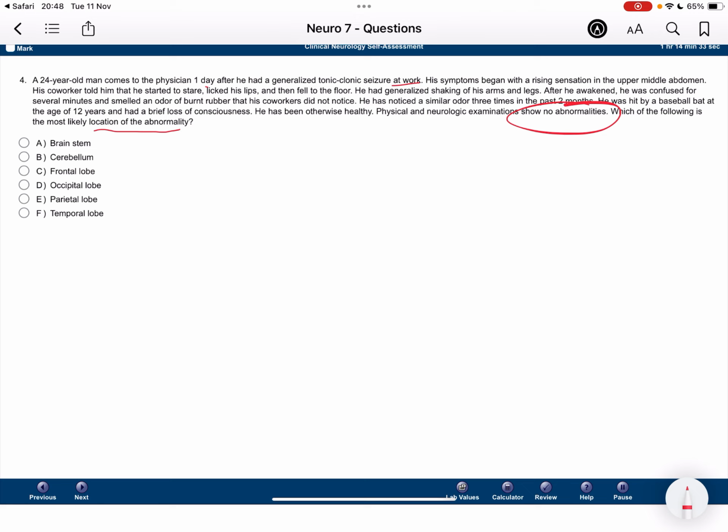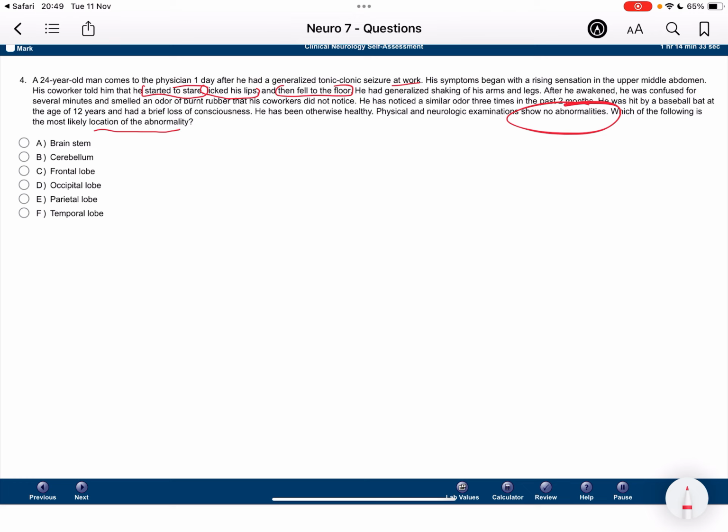Obviously, I could understand that this patient has a generalized tonic-clonic seizure, and a rising abdominal sensation had begun. We understood that this patient could be having a focal seizure, now presenting with a generalized tonic-clonic seizure, along with symptoms such as starting to stare, licking his lips and then falling on the floor. This is one thing you'll have to remember. This patient has signs of automatism.